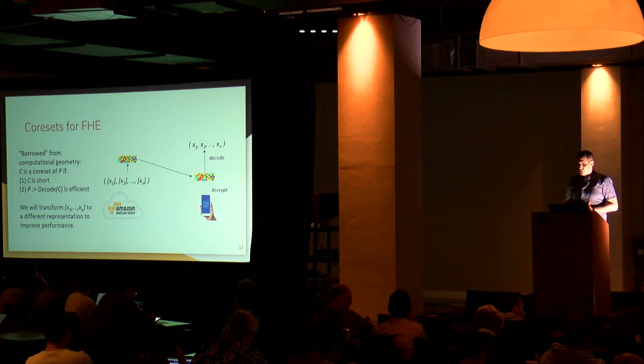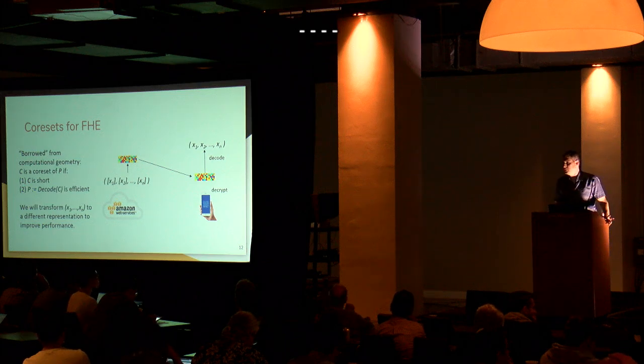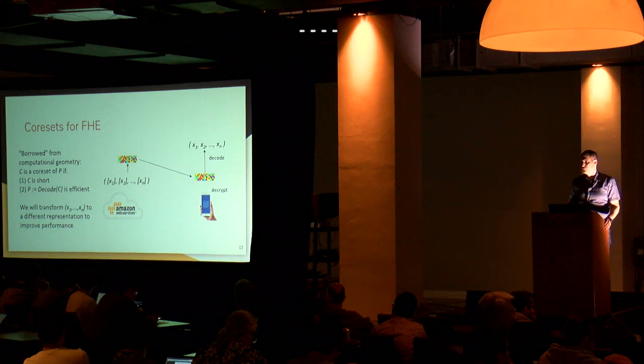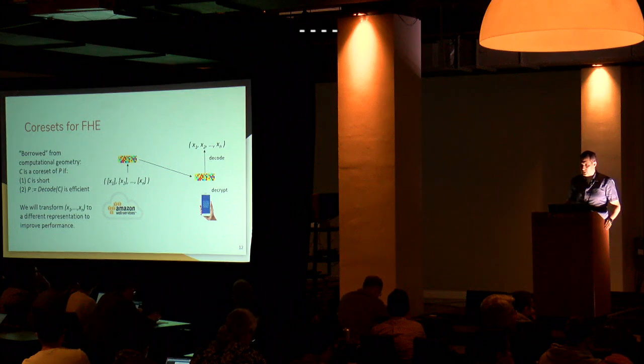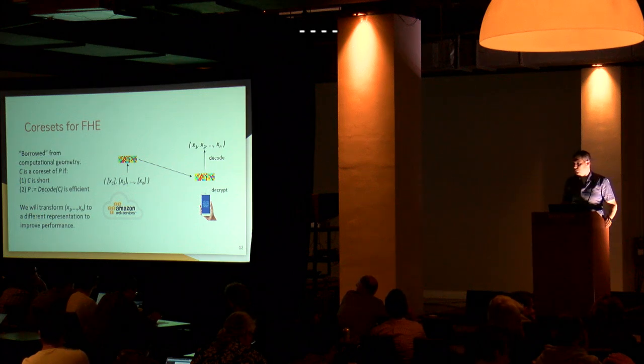So we are going to borrow a concept from computational geometry, which is coreset. We say C is a coreset of P if C has a shorter representation than P, and you can get P from C by decoding C in an efficient way. What we are going to do is compute a coreset of x1 to xn. The coreset is going to be computed homomorphically, so it is going to be a ciphertext, an encrypted coreset. We are going to send this encrypted coreset to the user. The user is going to decrypt it with his secret key, and then decode the coreset to get back the x1 to xn.